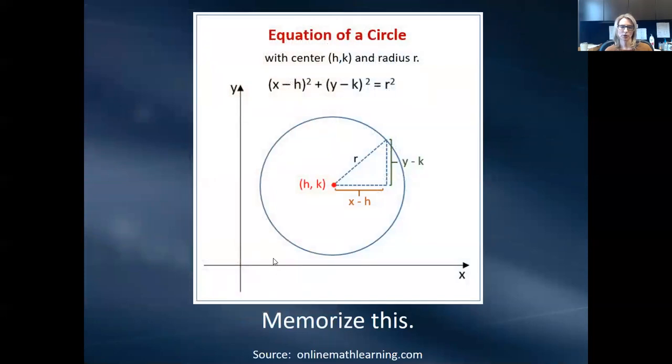All right, let's talk about the equation of a circle. This can save you time on every ACT test I've ever looked at.